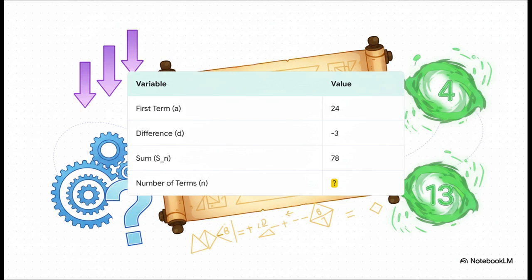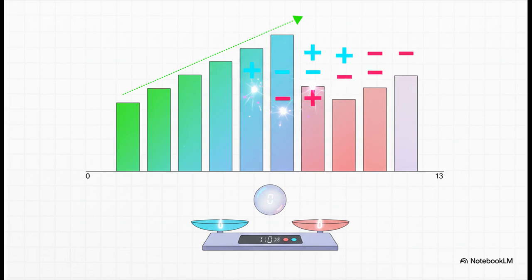Well, when we plug in everything we know, our A, our D, and our Sn, and we rearrange the formula, we actually end up with a quadratic equation. And when you solve that, you get something weird. 2 possible answers for N, 4 and 13. Wait a minute, how can there be 2 correct answers? This is where it gets really, really cool.